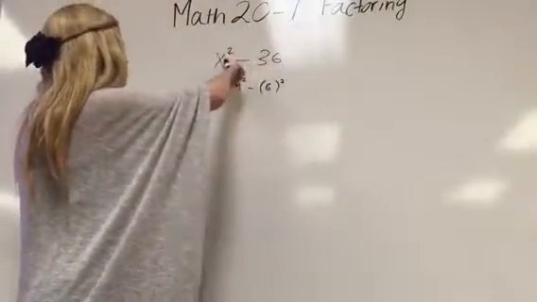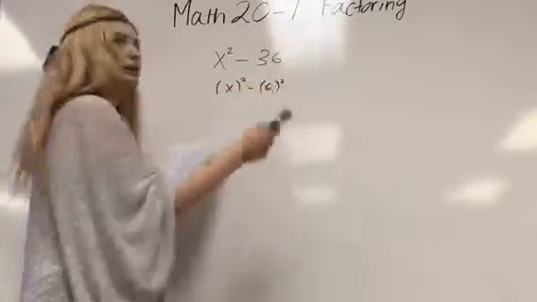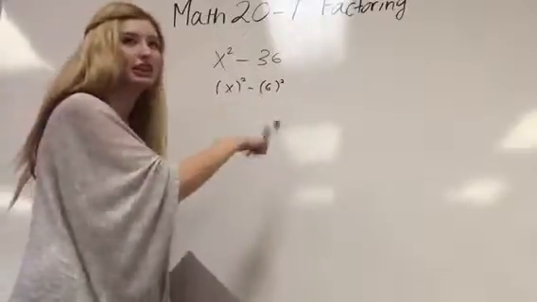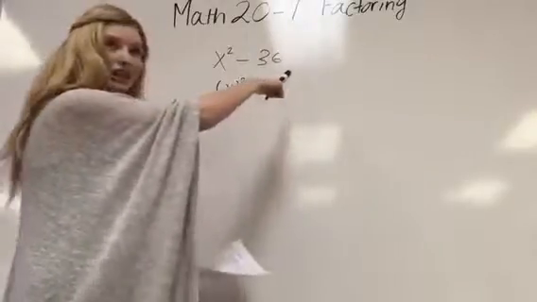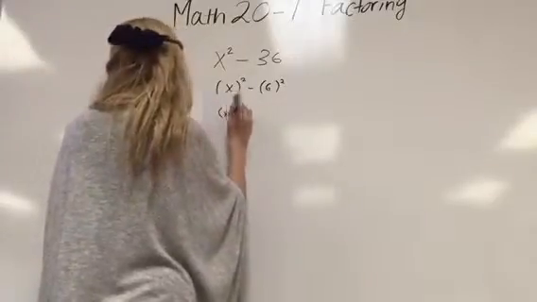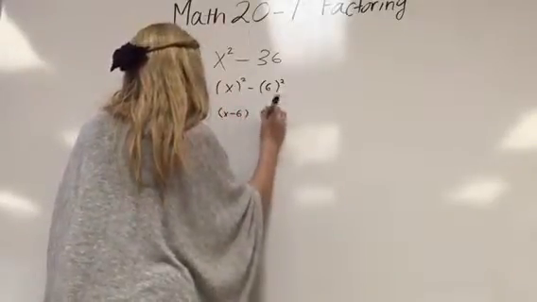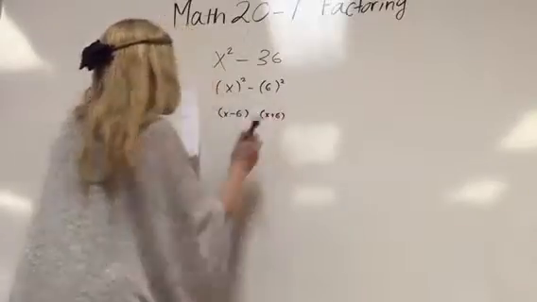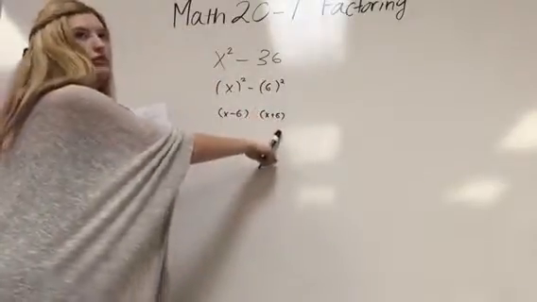And 6 times 6 is 36. And that's why we are squaring it. And so then you get x minus 6, x plus 6. So you get one negative and one positive.